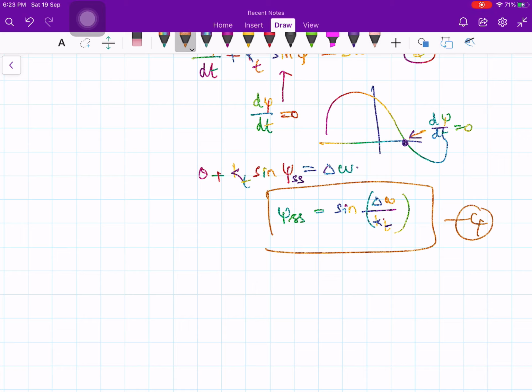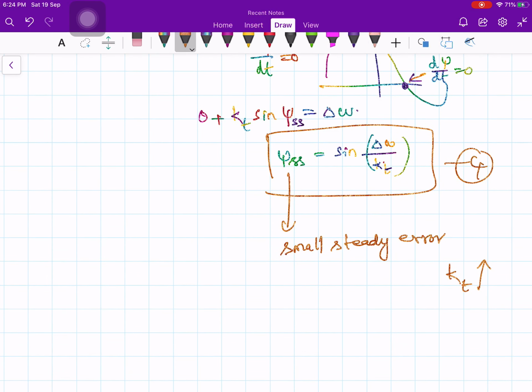It shows a very important fact: if you want the steady state phase error to be small, as generally we would like, what should happen to k suffix t? k suffix t should be large, because it is inversely proportional, for a given frequency step at the input. If you want the steady state phase error to be small, the argument of the sine inverse should be small.